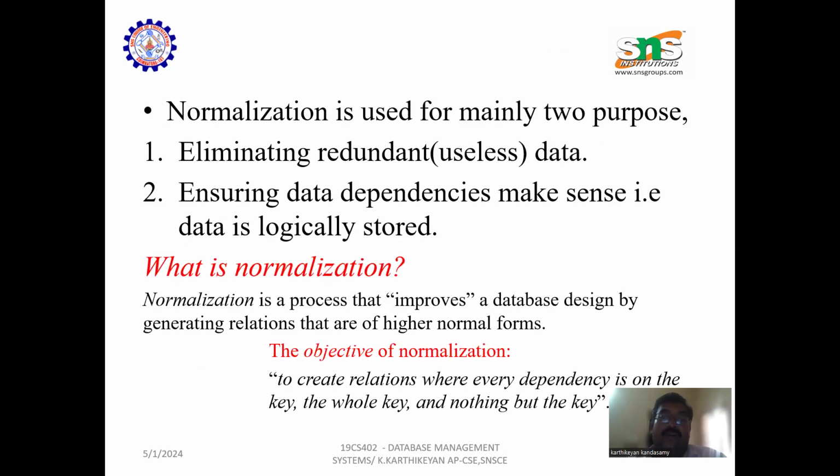So normalization is used mainly for two processes. One is eliminating redundancy and useless data, and ensuring dependency makes sense so that data is logically stored, easily identified, and basic conditions are available. In another form, the normalization process can improve database design by generating relationships in higher level normal forms. The objective of normalization is to create relationships where every dependency is on the key, the whole key, and nothing but the key.